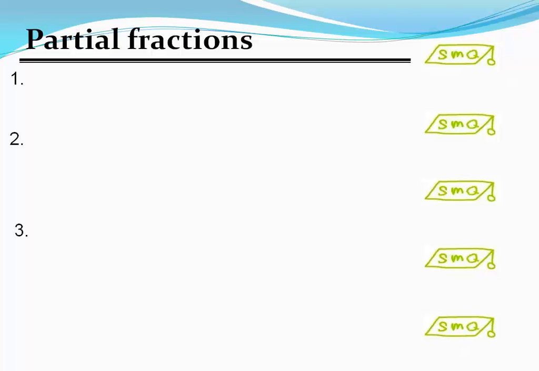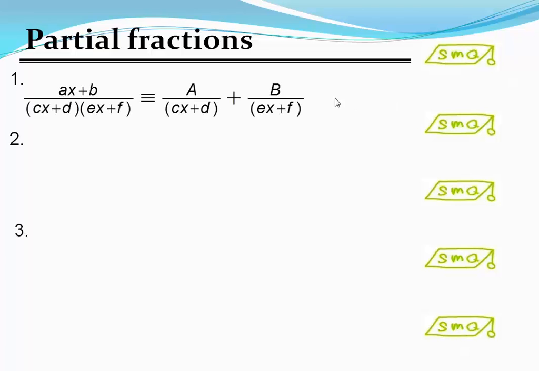Partial fractions. We have three general formulas for partial fractions. The first one: if we have a fraction with several factors in its denominator, we may further separate them into partial fractions. The advantage is that each of these partial fractions only has a constant in its numerator, so it will be easy for us to use it later.